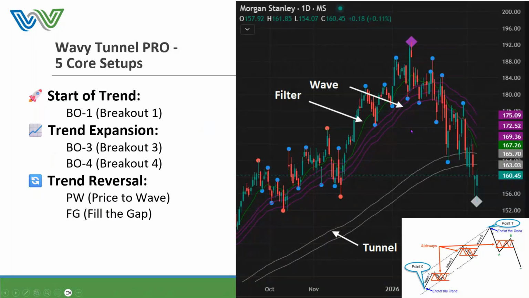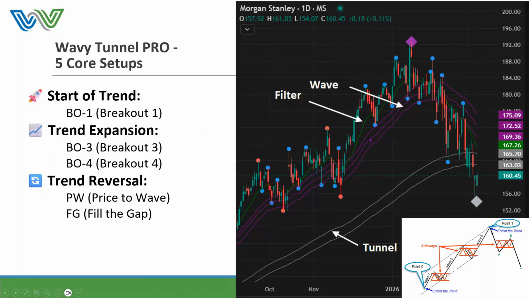And here it is, the same Wavy Tunnel Pro setup on our charts with the market map down below. So you can identify with this market map where we have the trend move. We have a market peak. This is point T with the purple diamond. And then we have a significant move down below the tunnel. This is the tunnel for our ABC correction down here. And this is the fill the gap trade. It's the gap between the wave and the tunnel.